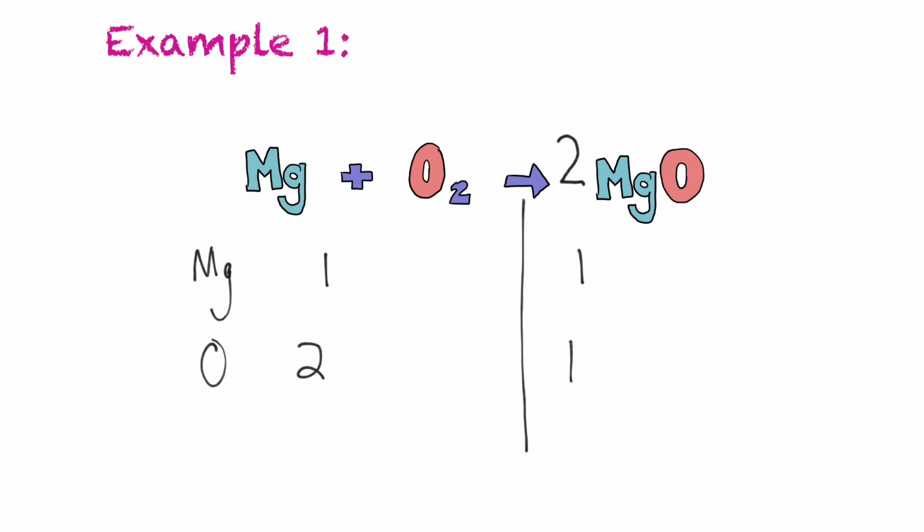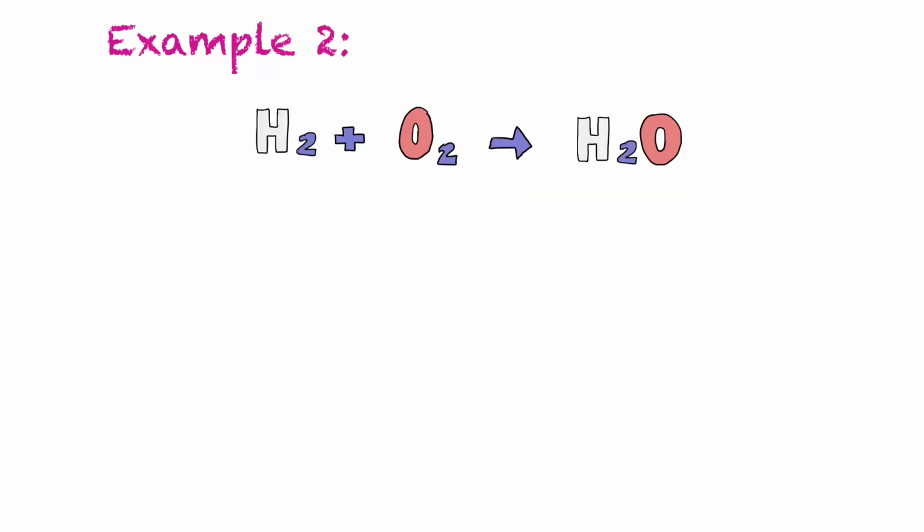So that will change our numbers here. We now have 2 oxygens, which is great, but now we also have 2 magnesiums. So that throws magnesium out of balance. The way we can get 2 magnesiums on the reactant side would be to put a 2 right there. And now our equation is balanced. So 2 magnesium plus oxygen gas makes 2 magnesium oxide.